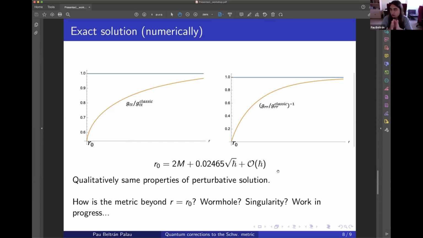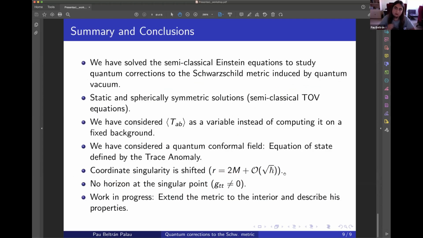To solve this, we have to change the coordinates, because this coordinate doesn't behave well because of the coordinate singularity, and we have to find appropriate coordinates to trespass to the interior part. This is the work that we are right now doing. So we don't have conclusions yet, but we expect to have conclusions in the short future. So finally, I will comment on the summary of what we have done and the conclusions.